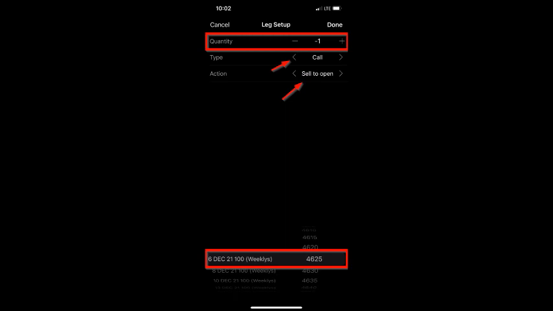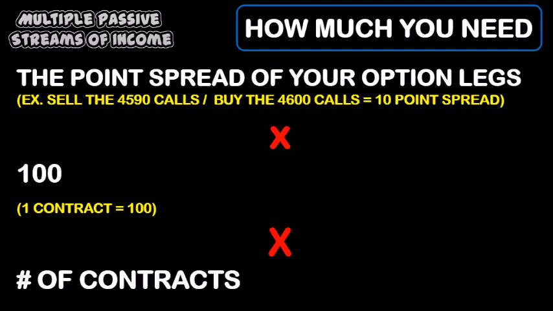So to compute the amount of money needed for your trade, you need to compute the maximum loss of the trade. If you're trading iron condors with even spreads, like the ones that I've been demonstrating for the daily SPX weeklies, the maximum loss is the point spread. And in this case, we've been using 10 points for our call spread and our put spread. We would times that by 100 and then times it by the number of contracts that we're trading.